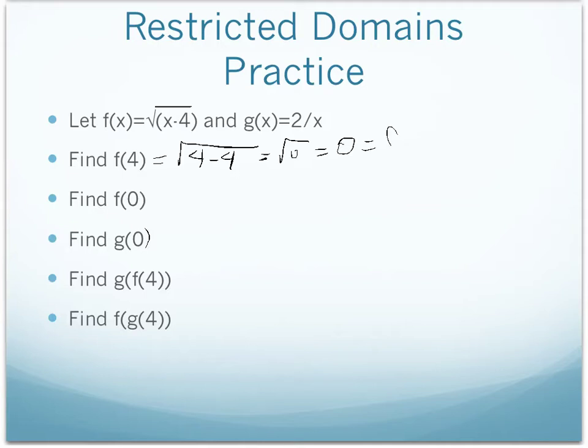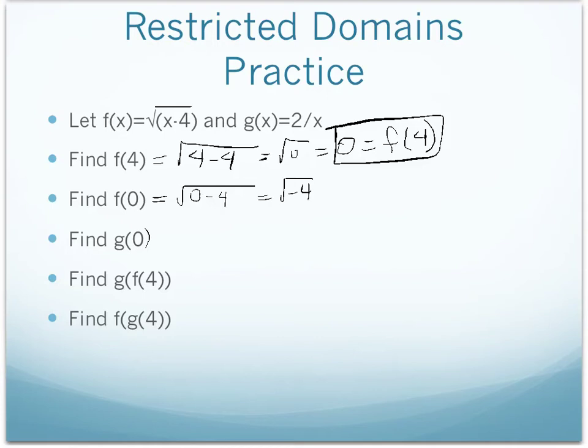So f of 4 is equal to 0. Okay? Now we want to find f of 0. So that's going to be the square root of 0 minus 4, which is the square root of negative 4. Is that allowed? No. F of 0 is not allowed because 0 is not in our domain. Our domain for this function is x must be greater than or equal to 4. Since 0 is not greater than or equal to 4, we can't evaluate this function at 0.